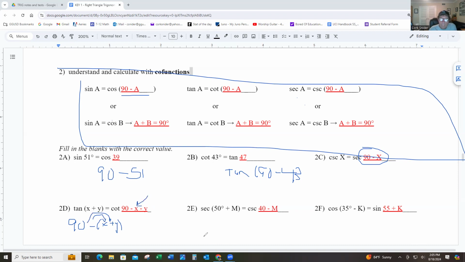And then you have to distribute the negative to both of these, and you end up with this answer right here. Same here. This is 90 minus parentheses 50 plus m. So 90 minus 50 is 40 right there, and then it's negative m. So there you go. This is the same thing. 90 minus 35 minus k. Now you're going to distribute that negative. So 90 minus 35, the first part is 55, and then negative k is positive k.